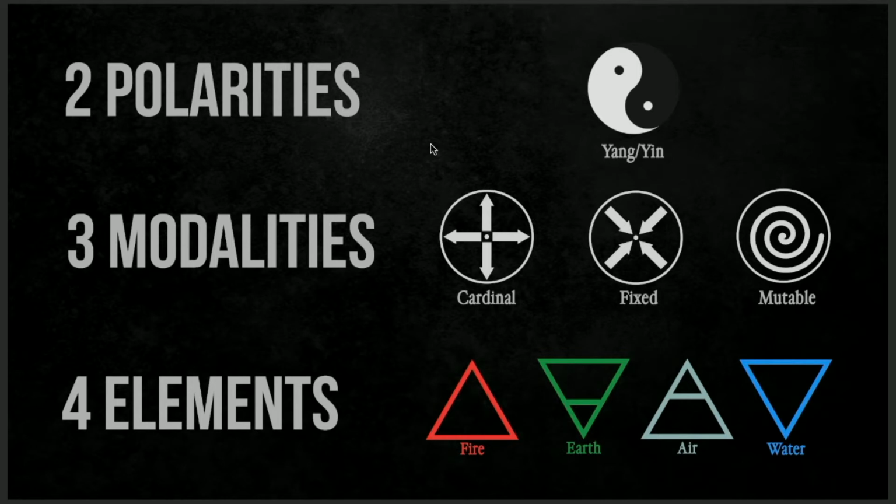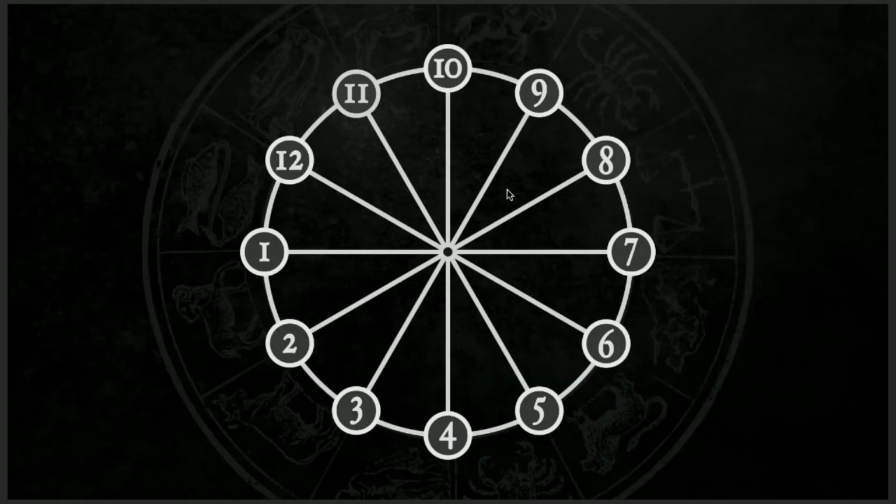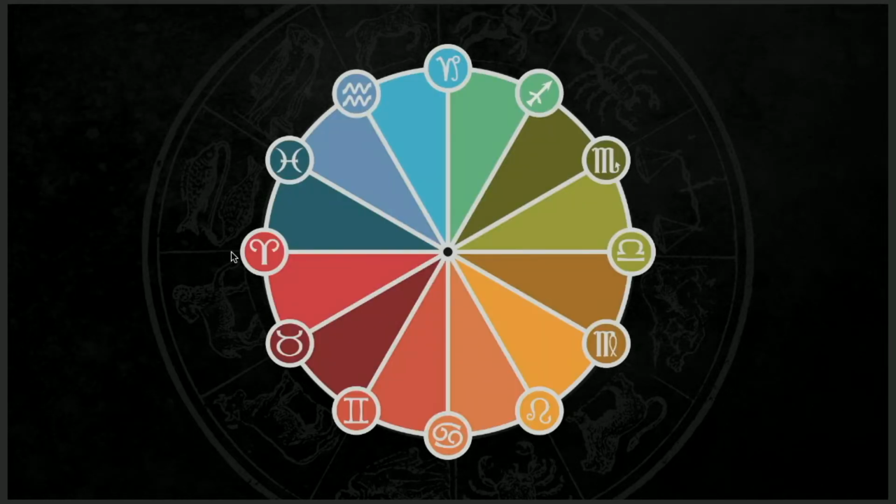This is really the basic building blocks with which we are building the wheel of the zodiac and constructing all of the signs of the zodiac. These two polarities, three modalities, four elements. And we've been building the wheel of the zodiac and learning to orient ourselves in this very particular way by starting here at the 9 o'clock position and working counterclockwise, dividing our circle into 12 equal parts and assigning each of the 12 zodiac signs.